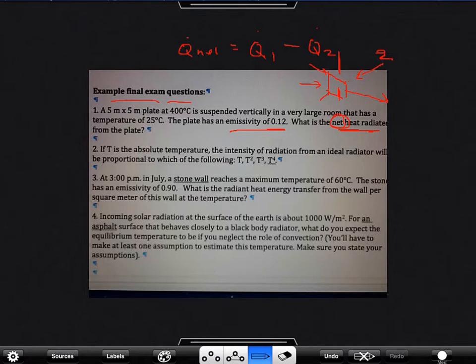Now, notice that it's suspended vertically, so that's another clue to us that if you've got this plate suspended like this, you're going to get Q from this side, but also from the back side. So we have to keep track of both sides. We have the temperature of the room. We're looking only at the radiated heat, and it's the rate. Probably they're looking for something in terms of kilowatts. So they're looking really for the power, the heat per time. Okay, so let's clear the screen and go ahead and work on this problem.